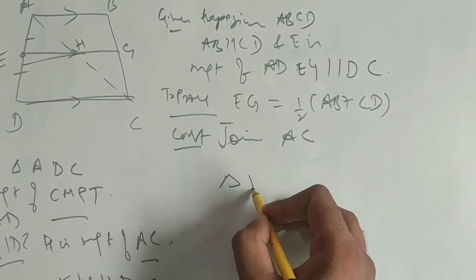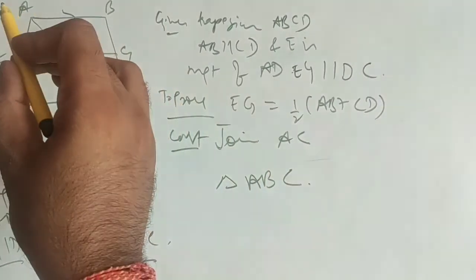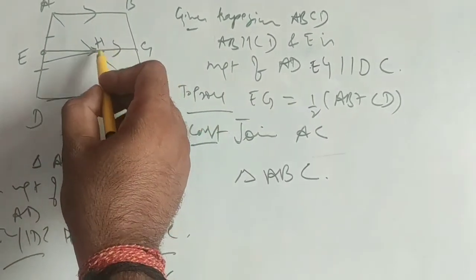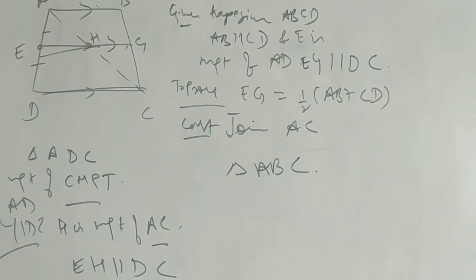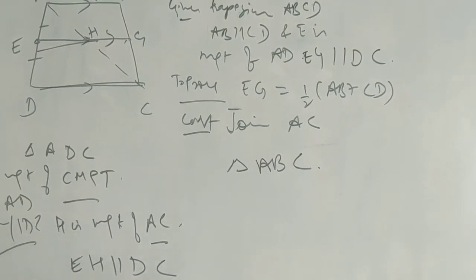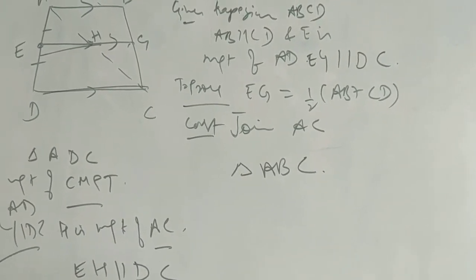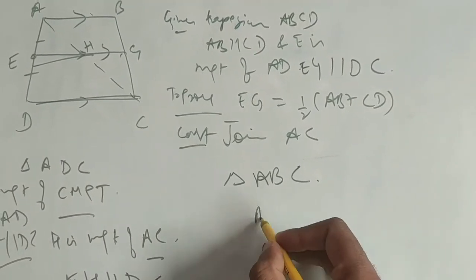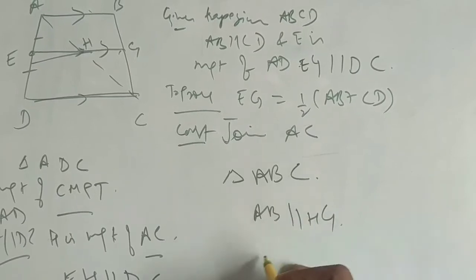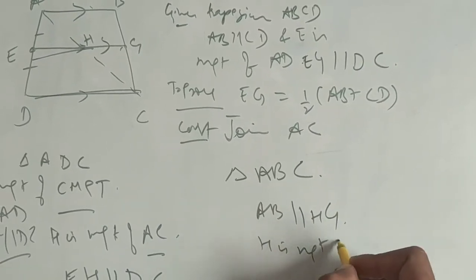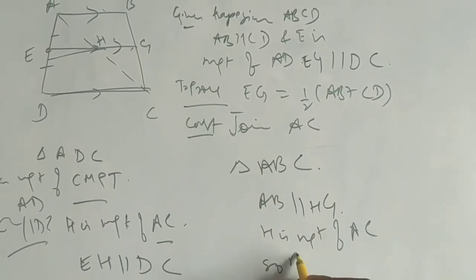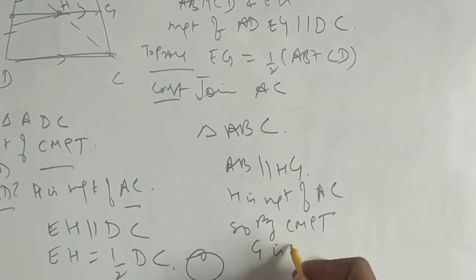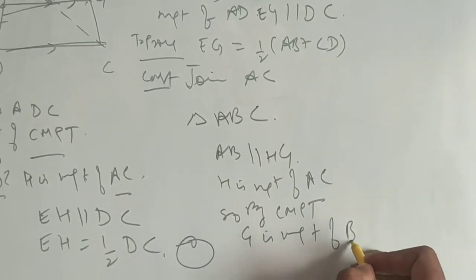Similarly, we will go to triangle ABC. We know that H is the midpoint of AC, and this is parallel to this. HG is parallel to AB because AB and CD are parallel, and EH is parallel to CD. So EG is parallel to AB also. So in triangle ABC, we can say that AB is parallel to HG and H is midpoint of AC. So by converse of midpoint theorem, we can say G is midpoint of BC.